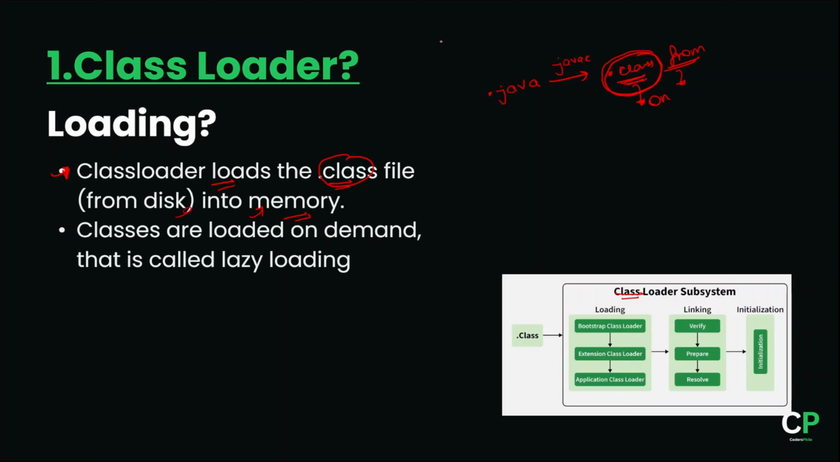It is not the case that if there are, say, 6 classes in our program, all 6 classes will be loaded into memory at once. No, the classes are loaded on demand. If there is a demand for some class, then only that class is loaded. This approach is known as lazy loading. Suppose we have a student class; until and unless this class is called, it is not going to be loaded into memory. So the classes are loaded on demand, and that is called lazy loading.